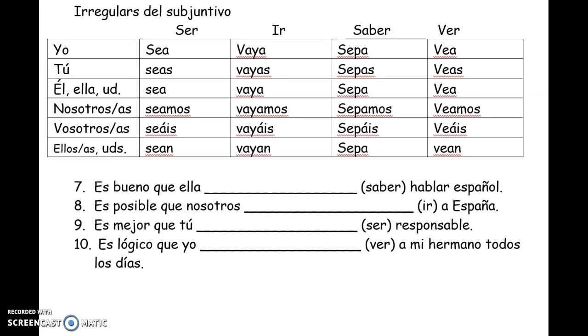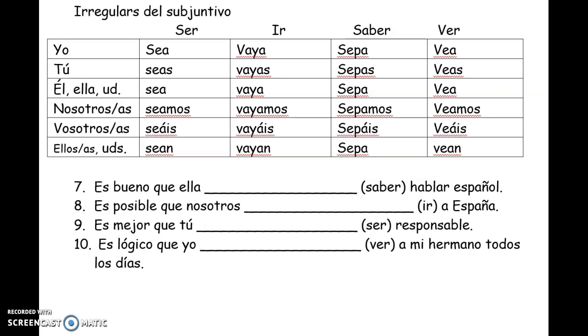Okay, so finally, of course, there are irregulars, and these are a few of the irregulars that were mentioned in Senora Jordan's video, and you might recognize also from the commands. You can see vayan here. That's the ustedes command for go. Sean, that's the ustedes command for be. So it is just expanded, and you can see that it's a whole conjugation.